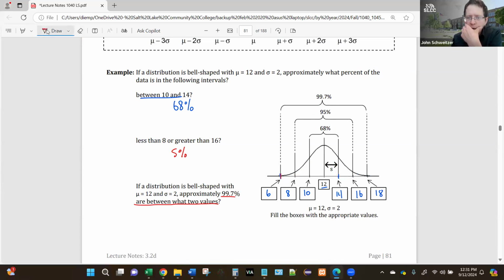99.7 falls between 3 standard deviations of the mean on both sides, right? So it's sitting right in front of us. That's why I like to write out the segmentation, right? So 99.7 of the population will be between 6 and 18. What do you guys think?